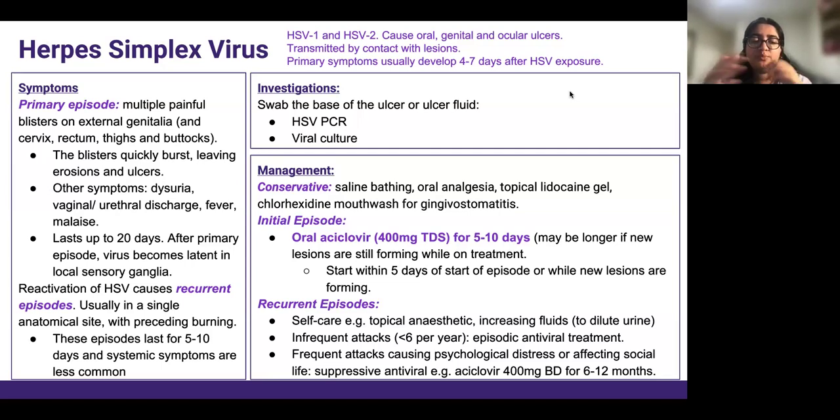And normally the episodes when they reoccur are not as severe, because the symptoms are less systemic. So they may not necessarily need to be treated, but it depends on how many recurrent episodes they're having. In terms of investigations, you'd want to do a PCR and viral culture.